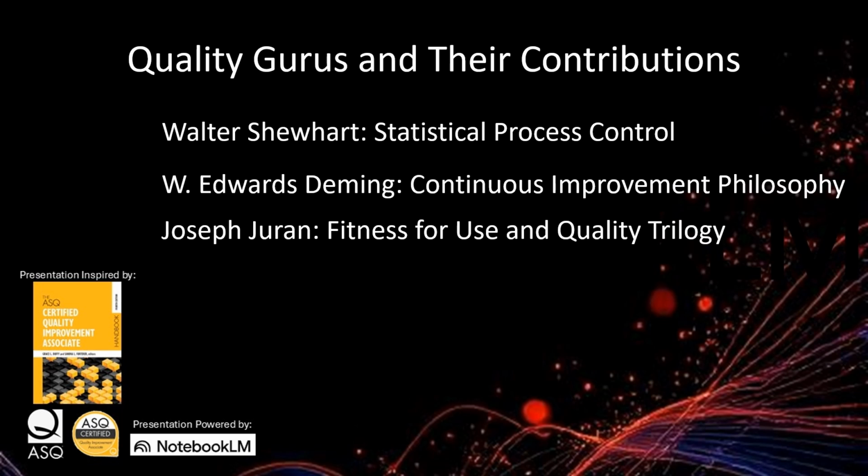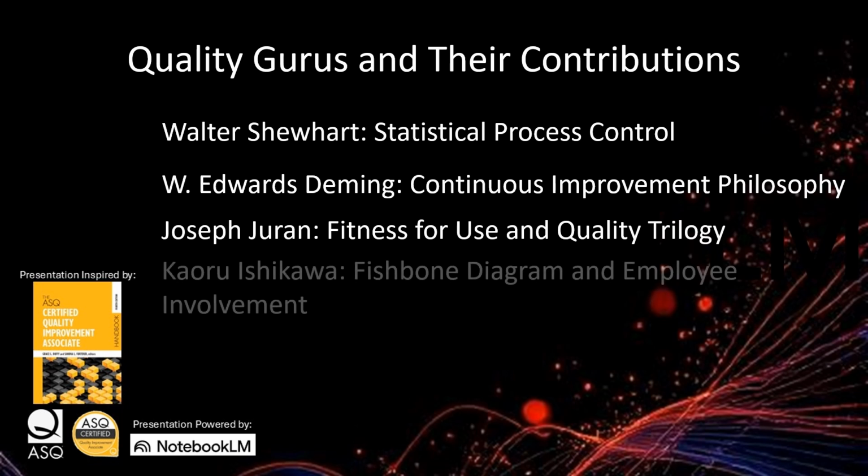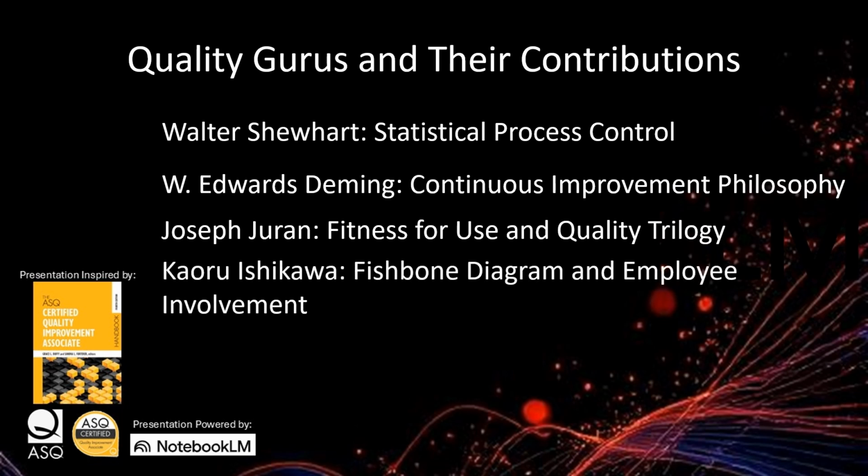Precisely. Now, ready for a guru who emphasized the human side of quality? Absolutely. Let's hear it. Next up is Kaoru Ishikawa, a Japanese quality expert who believed that everyone at every level of the organization could contribute to quality improvement. I love that philosophy. So how did he translate that belief into action? He developed tools to foster collaboration and problem solving, like the famous fishbone diagram. The fishbone diagram, also called the cause and effect diagram. I've seen those before. It's a visual tool that helps teams brainstorm potential causes of a problem, leading to solutions.